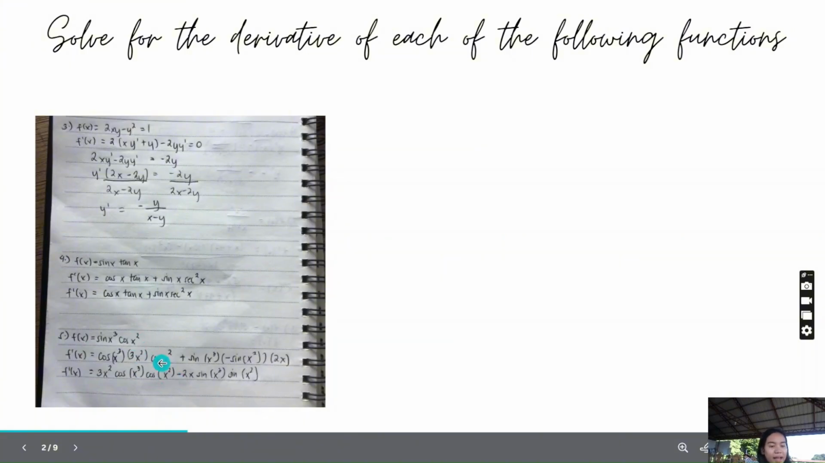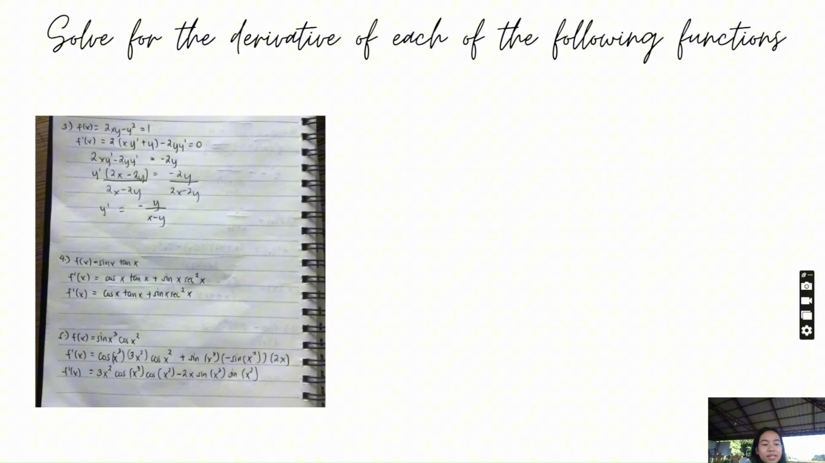which is our v, and then plus sine x cubed by copying the u, and then getting the derivative of cos x squared, which is negative sine x squared times 2x. Since the derivative of x squared is 2x, or the inside function is 2x. So by combining them all together with operation, we obtain f prime of x equals 3x squared cos x to the third cos x squared minus 2x sine x to the third sine x squared. So that would be our answer for number 5 by applying the product rule.